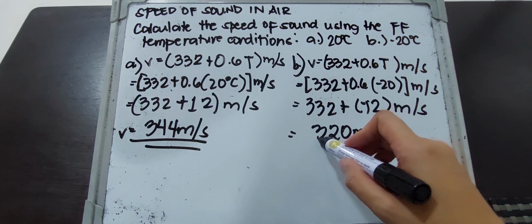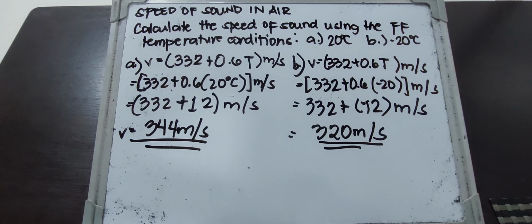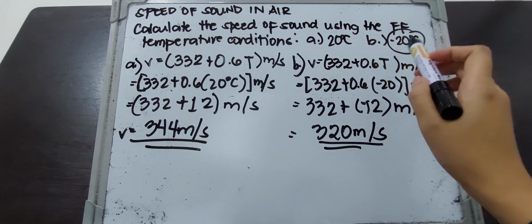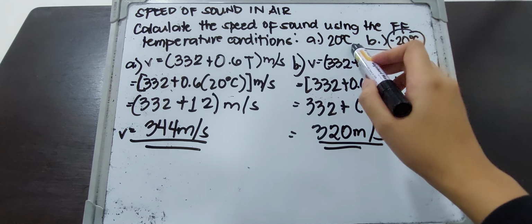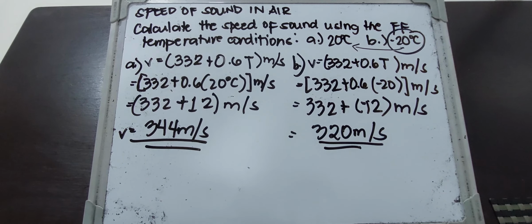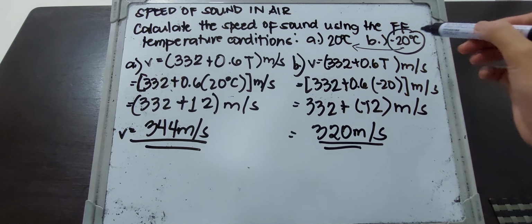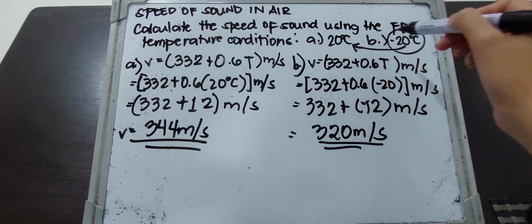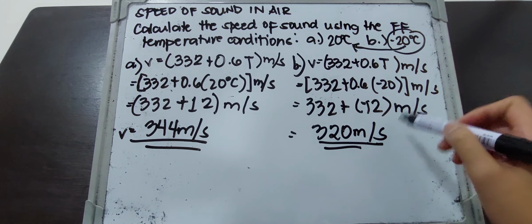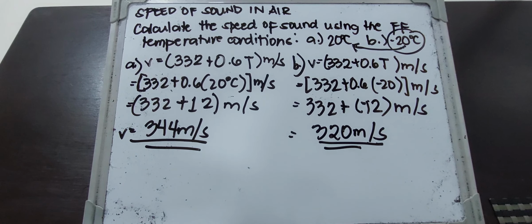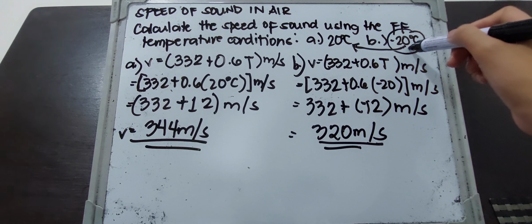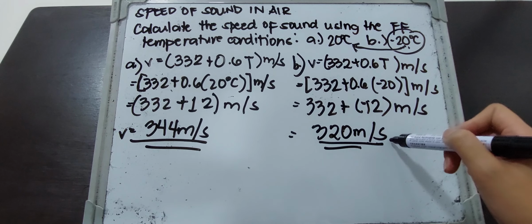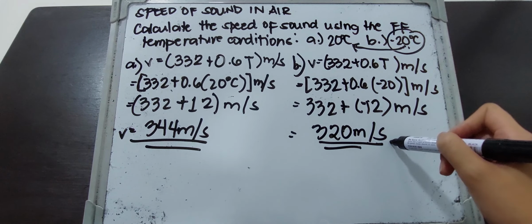So, ganyan lang kadali. Don't forget lang the formula. So, di ba mas malamig pag negative 20 degrees Celsius? Negative 20 degrees Celsius is colder than 20 degrees Celsius. That's why, pag mas malamig or if the temperature is lower, the speed of sound becomes slower. Or if the temperature decreases, the speed of sound also decreases.